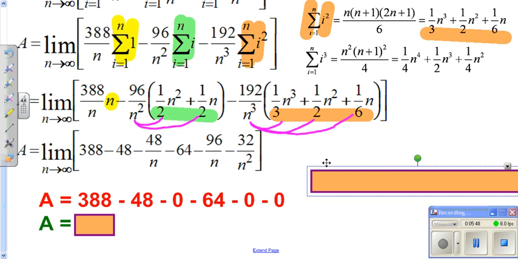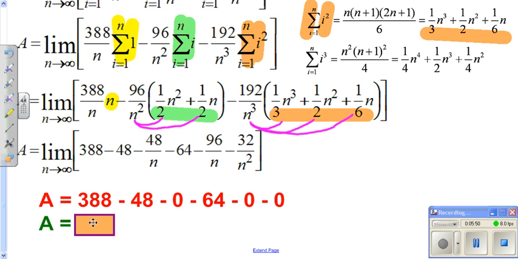So now we go ahead and do a little bit of arithmetic. You can do that in your head or your calculator. And you get an area, an exact area of 276.